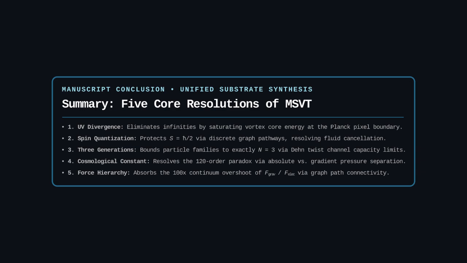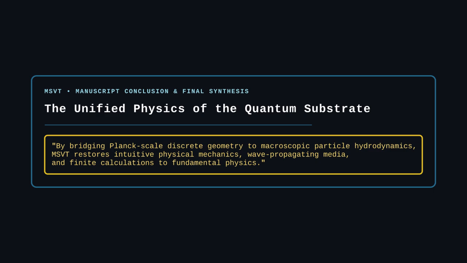Third, it bounds elementary particle generations to exactly 3 through fractional DIN twist channel capacities. Fourth, it resolves the cosmological constant paradox by distinguishing absolute background zero-point pressure from long-term volumetric phase relaxation over cosmic time. Fifth, it absorbs the 100-fold continuous overestimation of the electrogravitational force ratio via the hardware path constraints of the spatial graph matrix. By bridging Planck-scale discrete geometry to macroscopic particle hydrodynamics, MSVT restores intuitive physical mechanics, wave-propagating media, and finite calculations to fundamental physics.